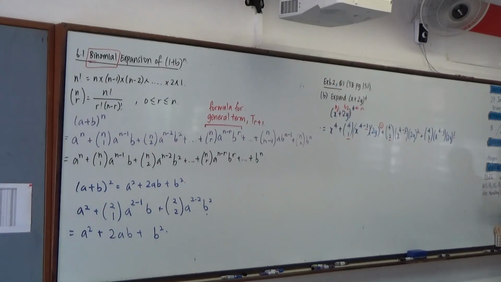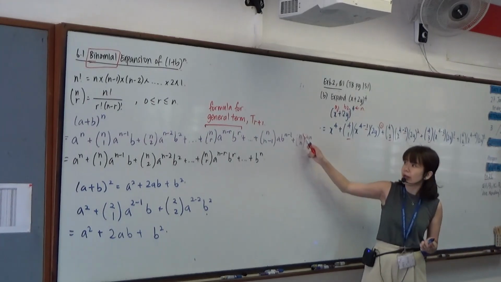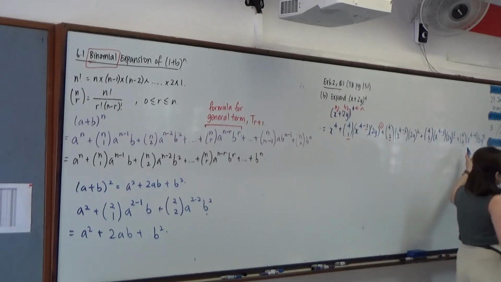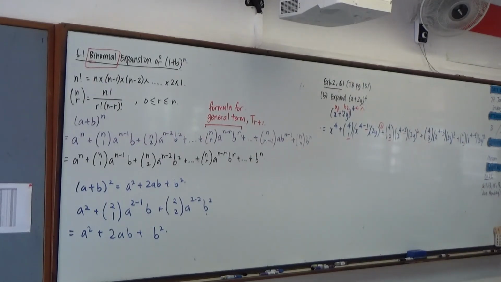Then the next one will be 4 choose 4, x to the power of 4 minus 4, 2y to the power of 4. 4, 4, 4. And this is where we stop, because earlier on I've already mentioned, we stop the moment it is n choose n, in this case 4 choose 4. So the formula stops applying here already. That means we have completed the expansion, but this is not yet simplified.